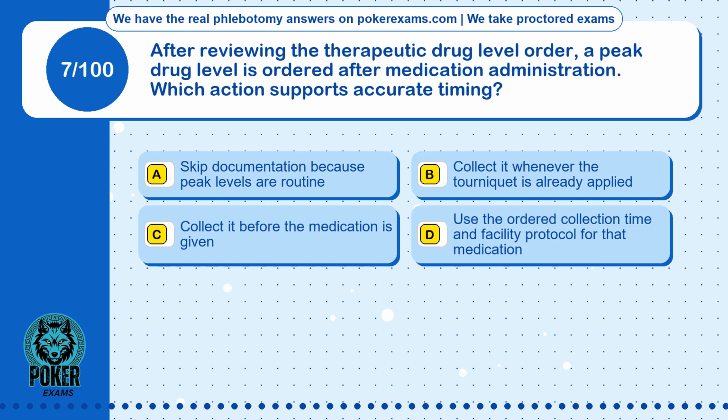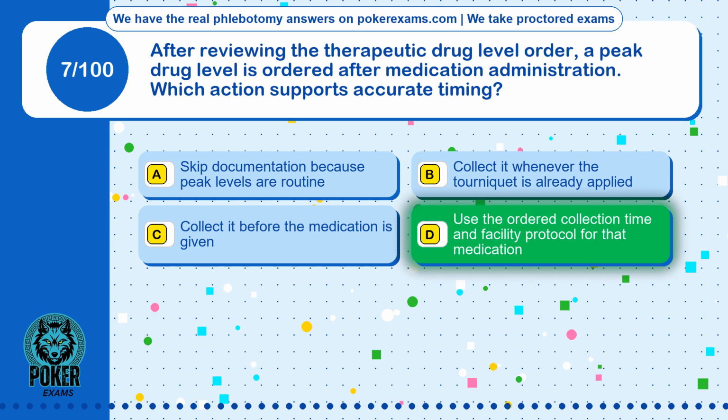Question 7. After reviewing the therapeutic drug level order, a peak drug level is ordered after medication administration. Which action supports accurate timing? Option A, skip documentation because peak levels are routine. Option B, collected whenever the tourniquet is already applied. Option C, collected before the medication is given. Option D, use the ordered collection time and facility protocol for that medication.